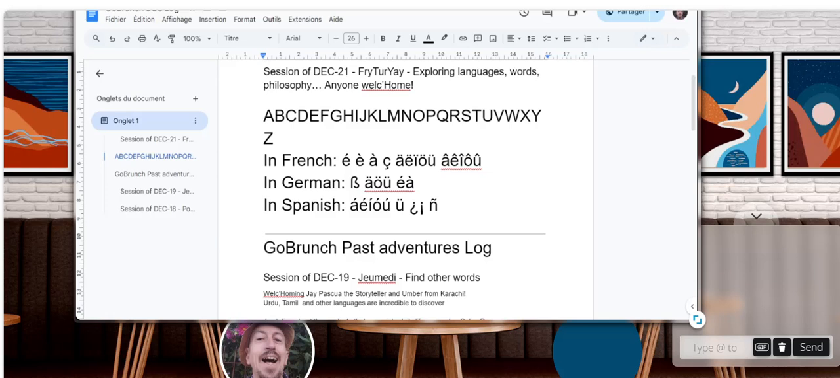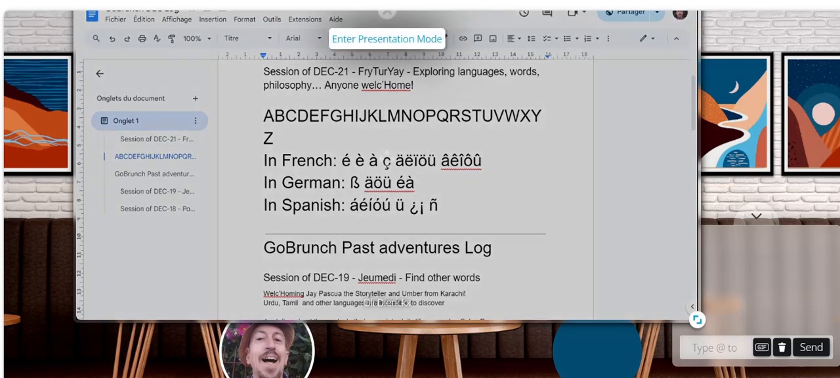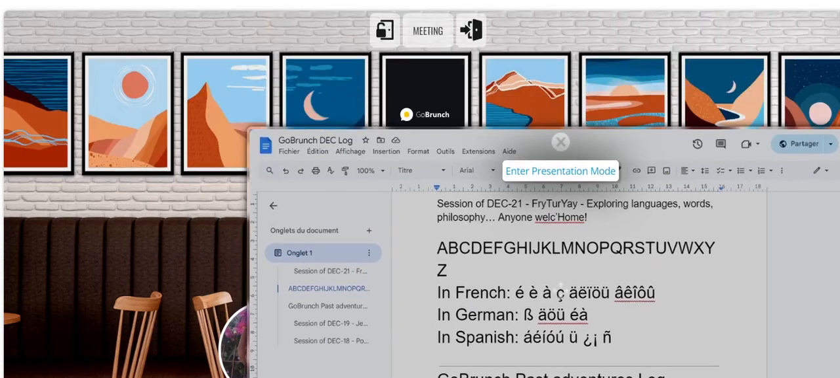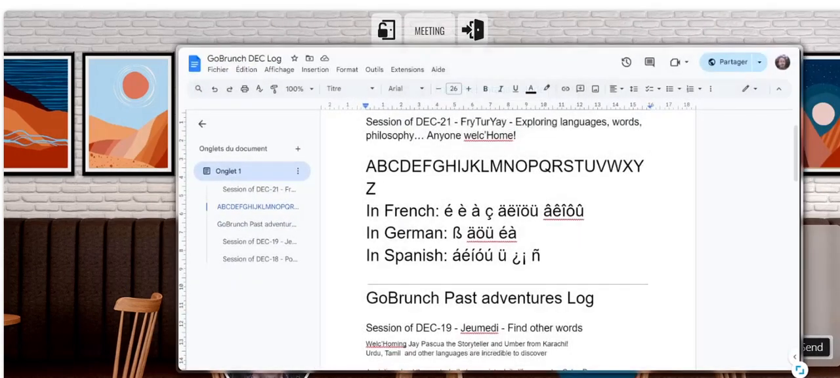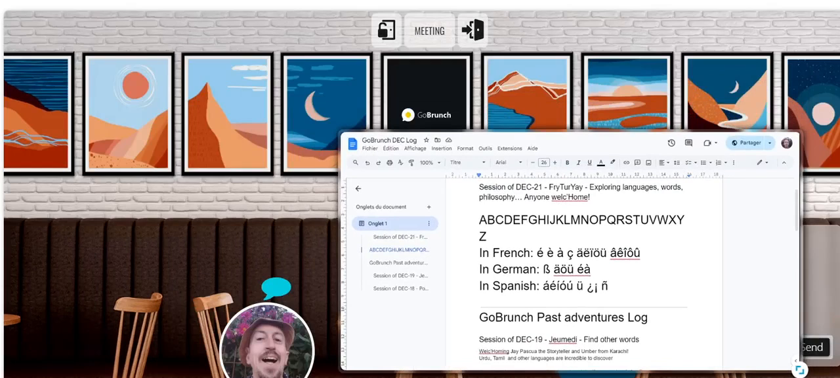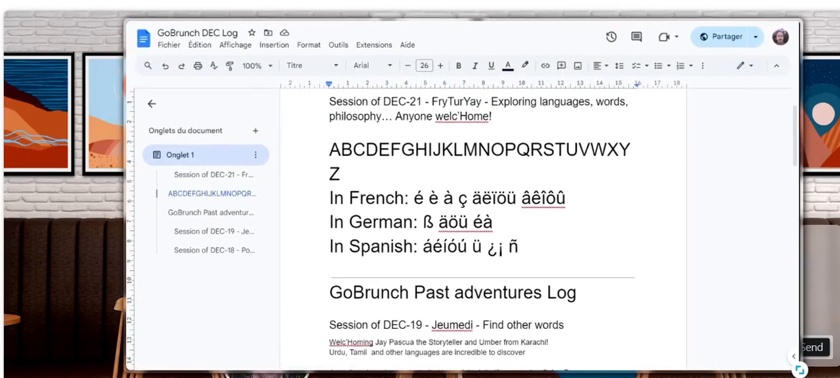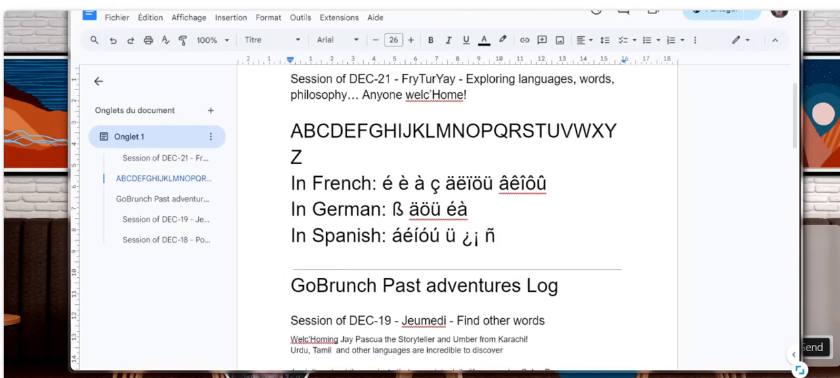So here is the Google Doc that I share on the screen. And I can move the presentation and resize it so that you are able to see me speak when you see this little bubble out there. And when I go silent, the bubble is out. You see?